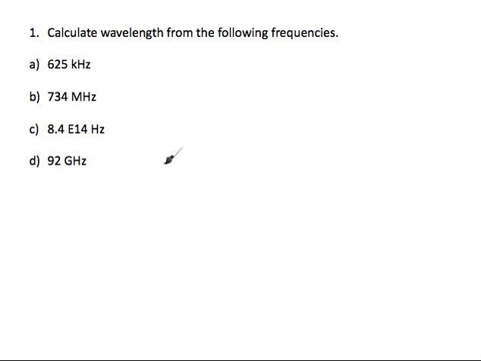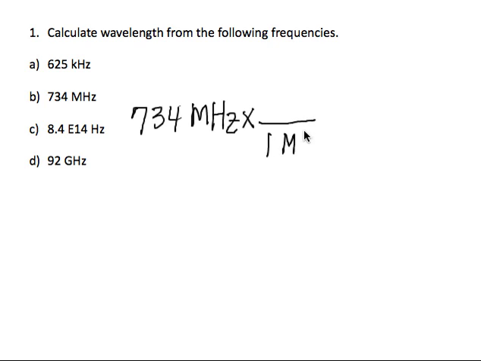So with B we have 734 megahertz. So again, we have to do dimensional analysis to convert it to hertz. So 1 megahertz equals 10 to the 6th hertz. So that gives us 734 times 10 to the 6th hertz.